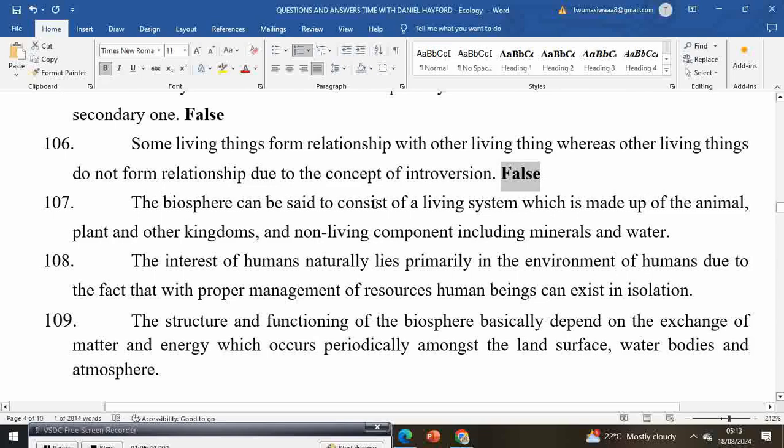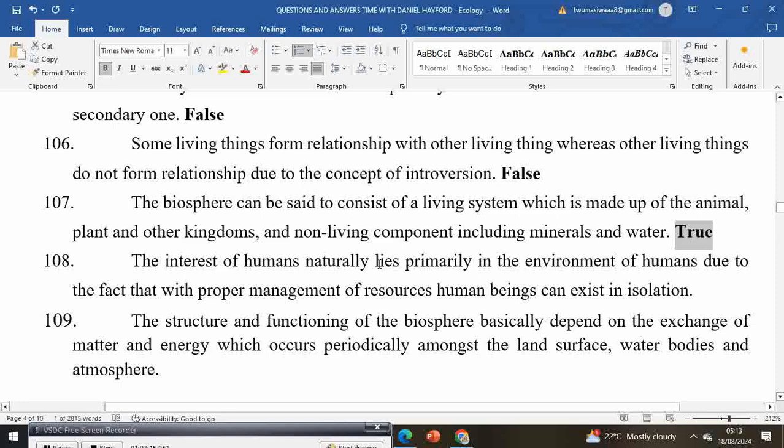Question 107. The biosphere can be said to consist of a living system which is made up of the animal, plant, and other kingdoms, and non-living components, including minerals and water. It is true. So the biosphere can be said to consist of a living system made up of the animal, plant, and other kingdoms, and non-living components, including minerals and water.